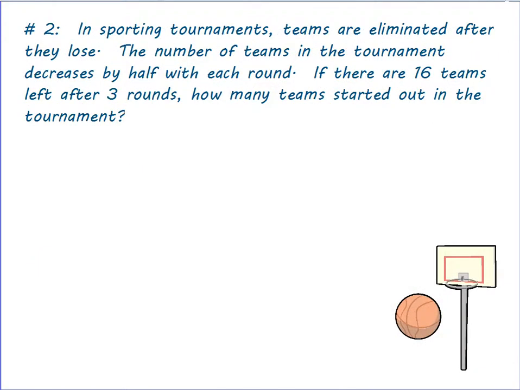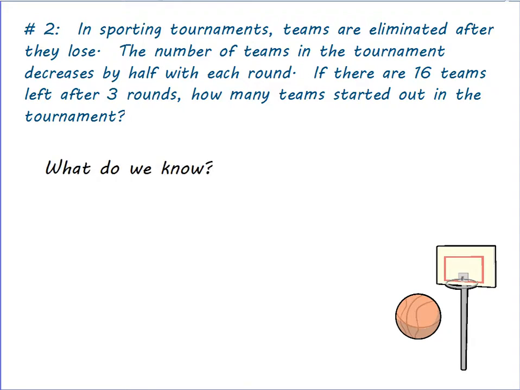In situation number 2, we have a sporting tournament. Think March Madness. Teams are eliminated after they lose a game. The number of teams in the tournament decreases by half with each round. If there are 16 teams left after 3 rounds, how many teams would have started out in this particular tournament?